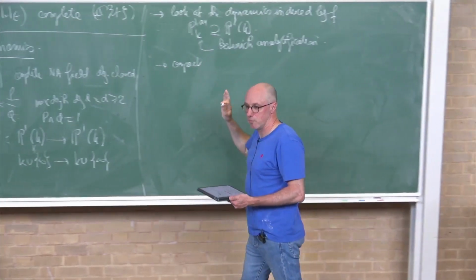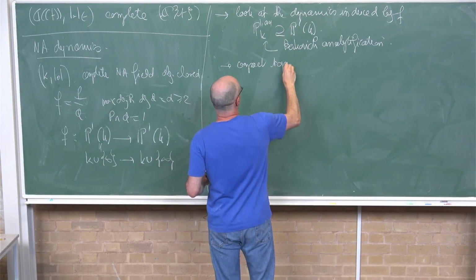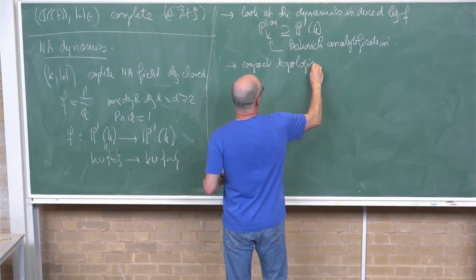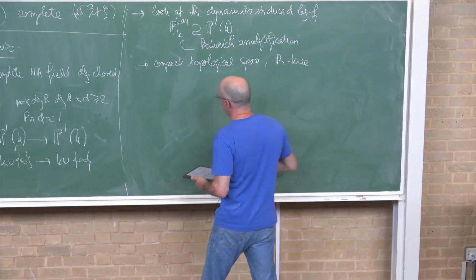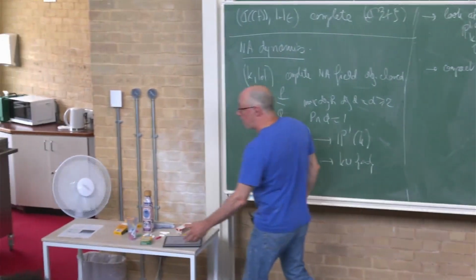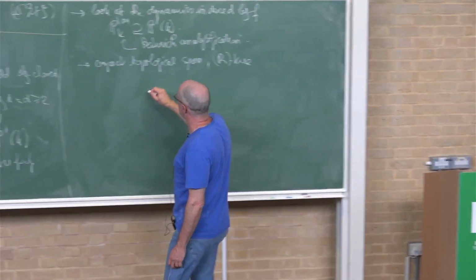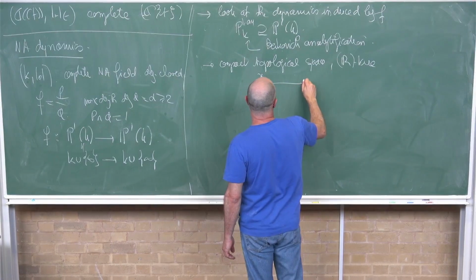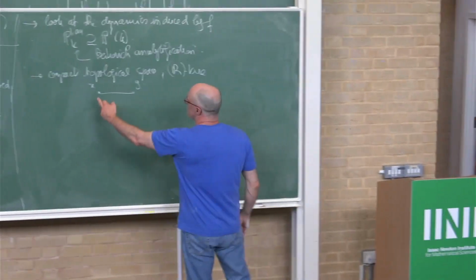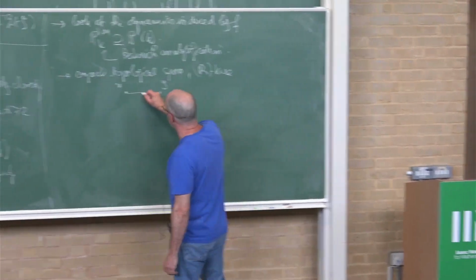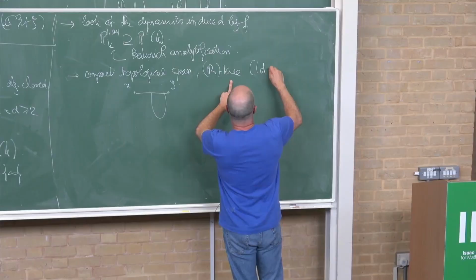I didn't define it, right? But you're going to see a picture in one second. So this is a compact topological space. It's also an R-tree. It's a tree, a complicated tree if you want. What does it mean? It means that if you take any two points X and Y, there exists a unique injective path joining X to Y. So there is no loop. It's a tree, meaning it's one-dimensional with no loop.